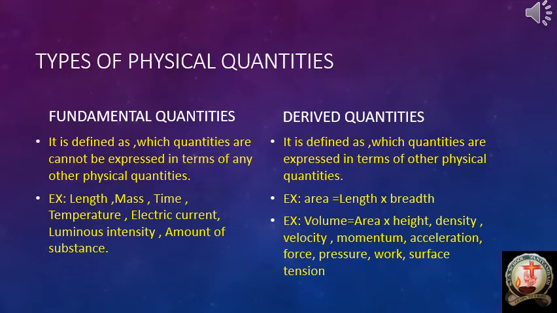Density, this is also one of the derived physical quantities. Velocity, this is also one of the derived physical quantities, like momentum, acceleration, force, pressure, work, surface tension. These 10 are the derived physical quantities given in your textbook.